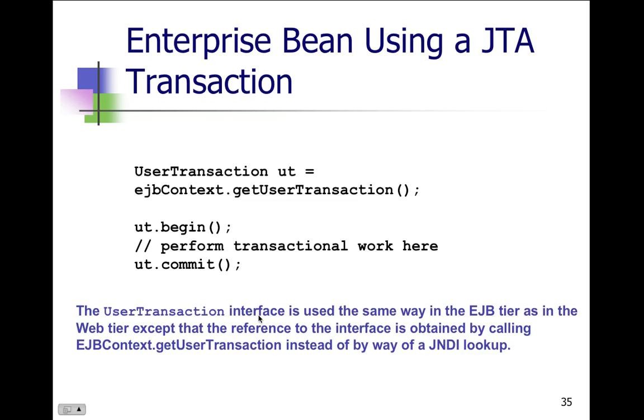So the user transaction interface is used the same way in the Enterprise Java Bean tier as in the web tier, except that the reference to the interface is obtained by calling the context get user transaction instead of by way of the name lookup through the server.